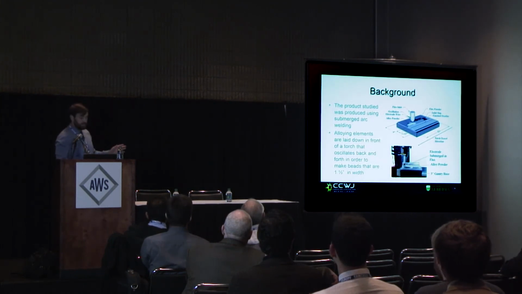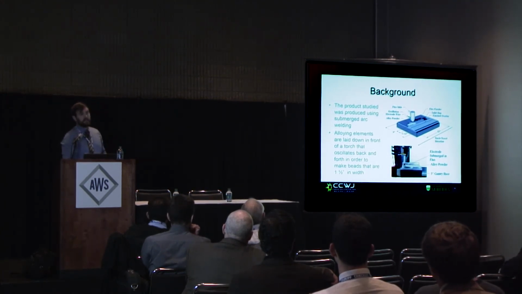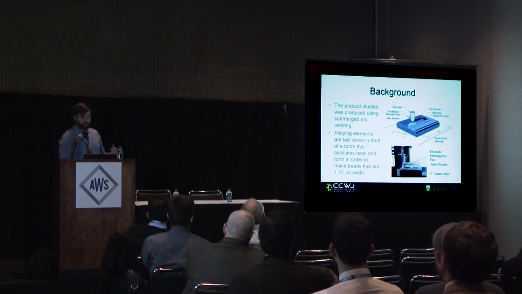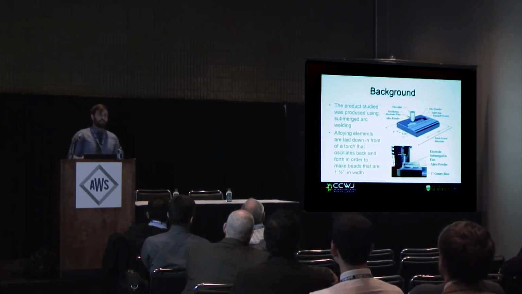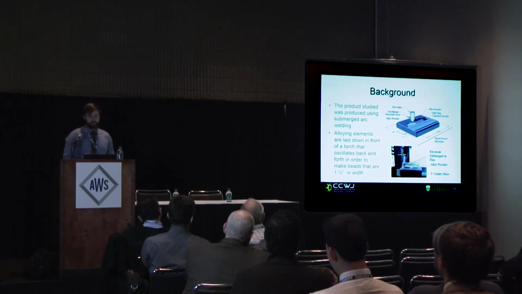So with the process of how we actually applied it though, is we took alloying powder and laid it down in front of the welding torch and then welded over it with the flux and just a plain carbon steel wire. And it oscillates back and forth just to increase the width to 1.5 inches.